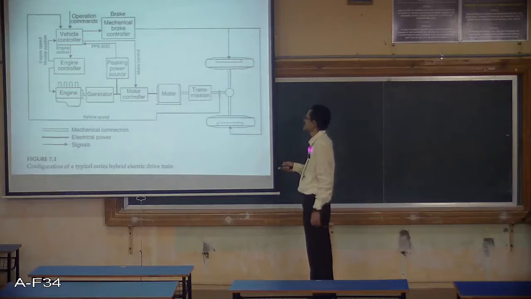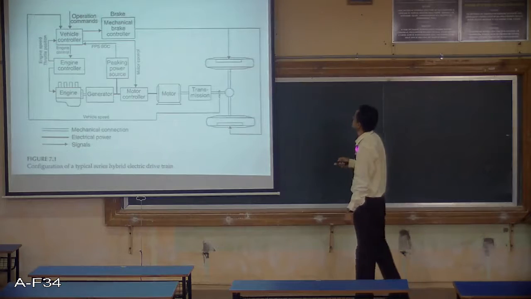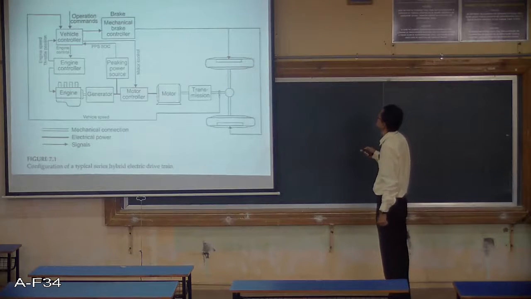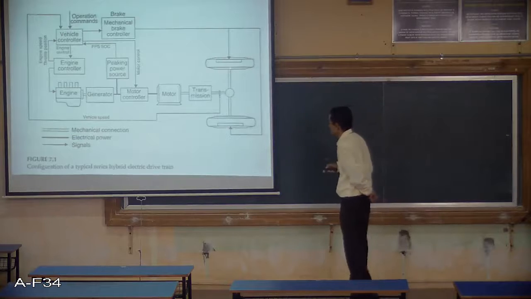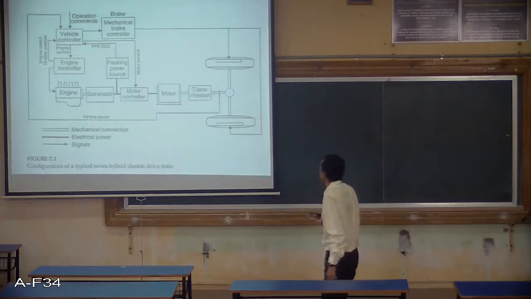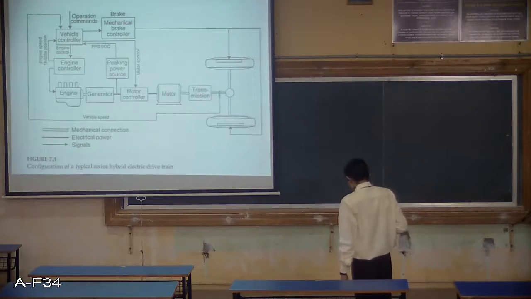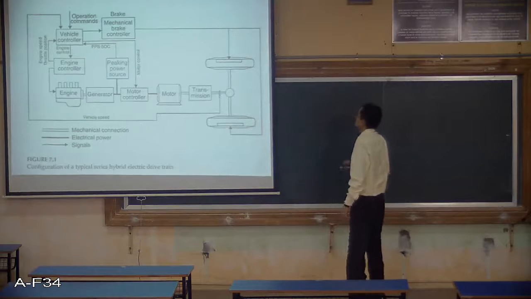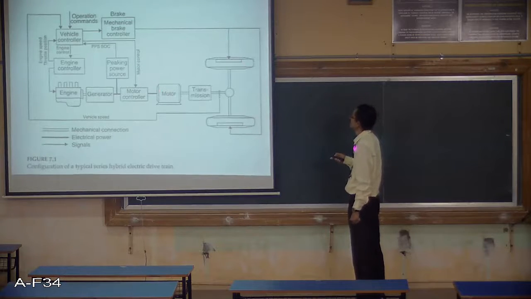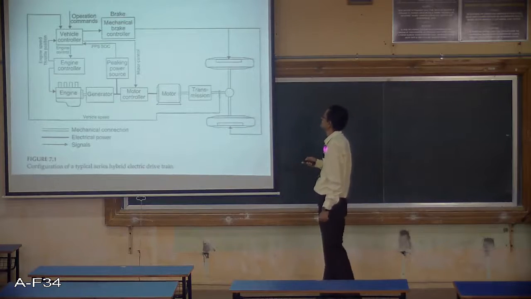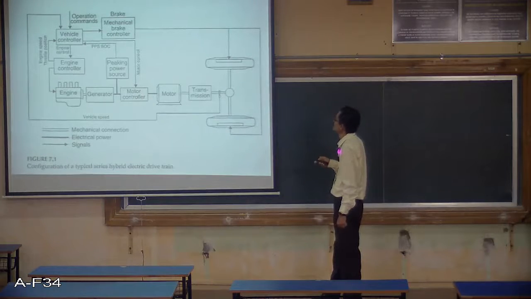Signals means electric signals. So here you can see these are the wheels, front wheels of the vehicle, and this is a coupling gear with the front wheels. This is the gear transmission, and it is coupled with the motor. Output of the motor mechanically is connected to the transmission block, and here the motor controller is nothing but your control mechanism for this motor.